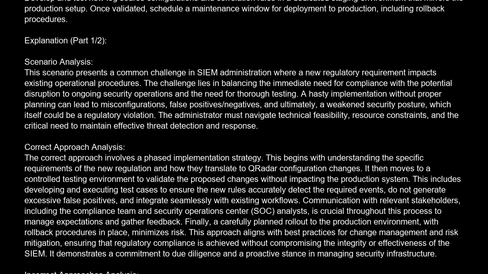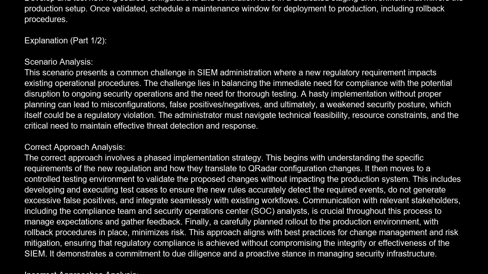Communication with relevant stakeholders, including the compliance team and Security Operations Center, SOC analysts, is crucial throughout this process to manage expectations and gather feedback. Finally, a carefully planned rollout to the production environment, with rollback procedures in place, minimizes risk. This approach aligns with best practices for change management and risk mitigation, ensuring that regulatory compliance is achieved without compromising the integrity or effectiveness of the SIEM. It demonstrates a commitment to due diligence and a proactive stance in managing security infrastructure.